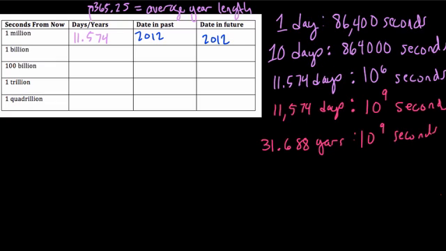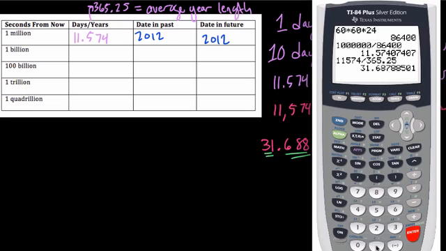So what would this be in months? Well, we have 31 full years and then 0.688 of a year. So we just go 0.688 times 12. There are 12 months, and we have 0.688 of that. And that gives us a more approximate timeline, 8.256 months.